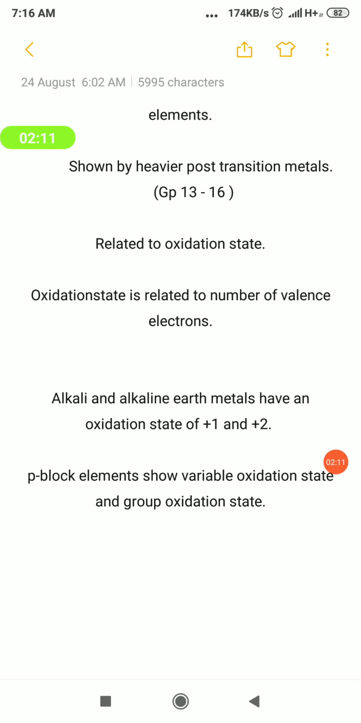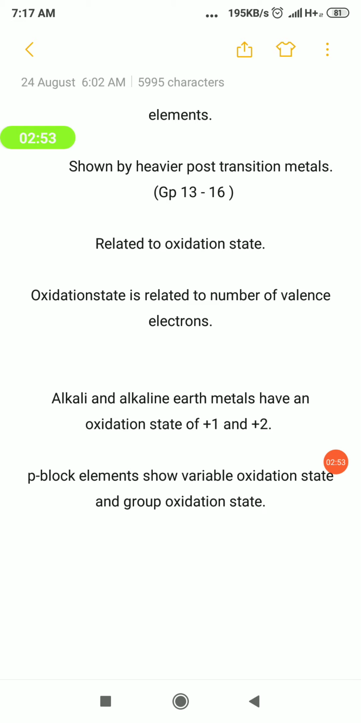Okay, and it is shown by heavier post transition metals. What is the term post? Pre means before, post means after. Heavier post transition metals means the elements next to D block elements. In D block we have three series, 3D series, 4D series and 5D series. When the 3D series is complete, the next element is called a post transition element, because D block elements have another name, transition elements. Then when the 4D series is completed, the next element is called a post transition element. Likewise, when the 5D series is complete, the next element is called a post transition element.